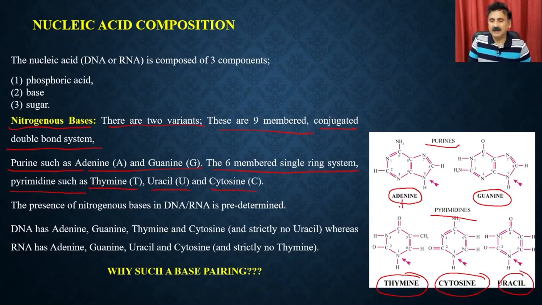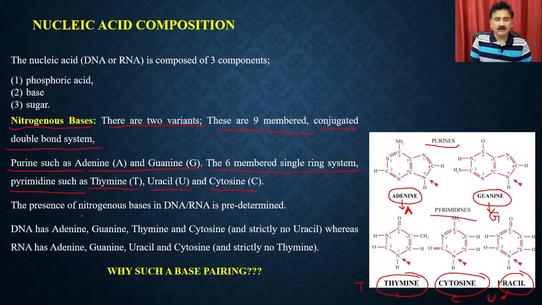Remember that adenine is written as A, guanine is written as G, thymine is written as T, cytosine is written as C, and uracil is written as U.